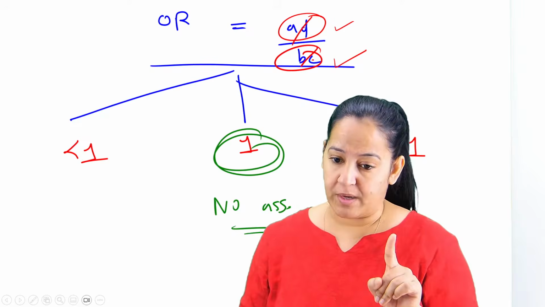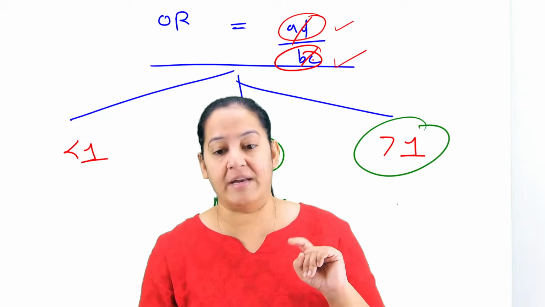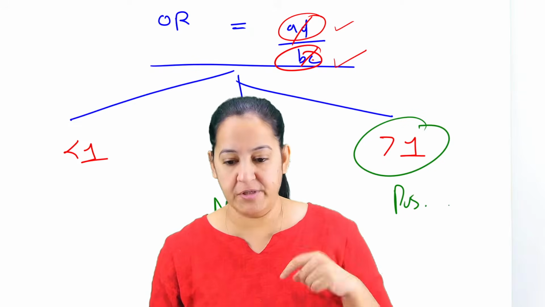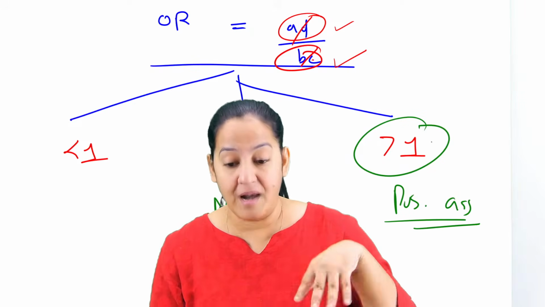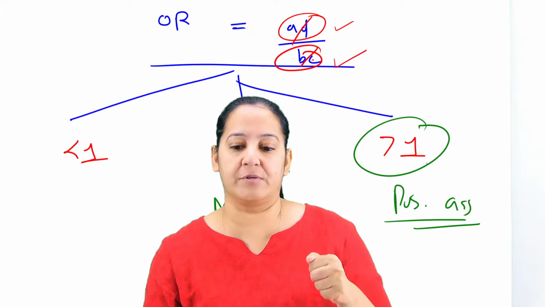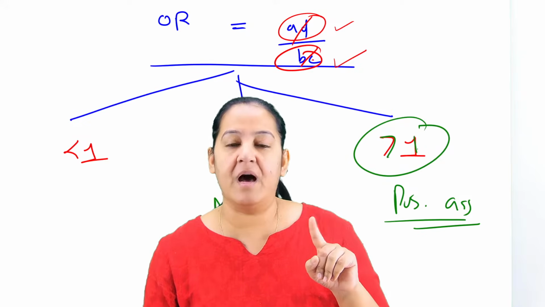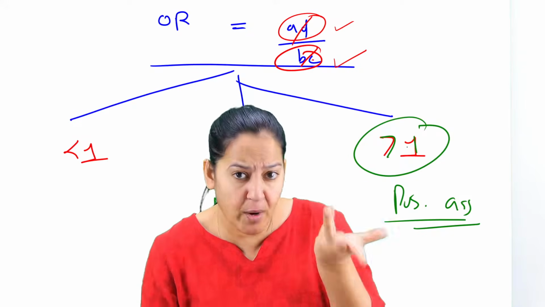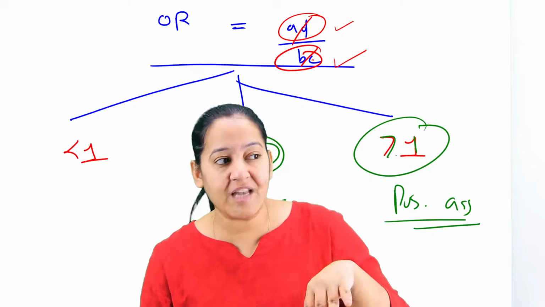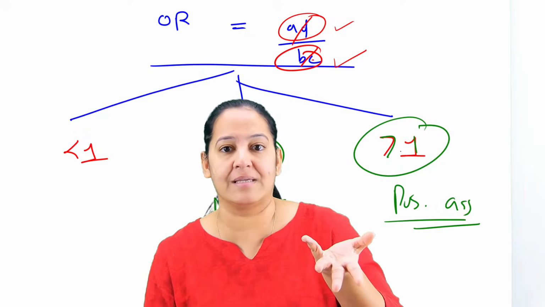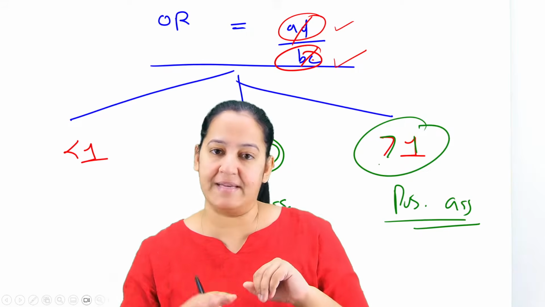If odds ratio is 1. If odds ratio is greater than 1, it means there is a positive association. The larger the answer, the stronger is the strength of association. For example, if the answer is 2, 3, 4, 5, 6, whatever, more than 1, that many times the person has high chances of developing lung cancer as compared to the other person.